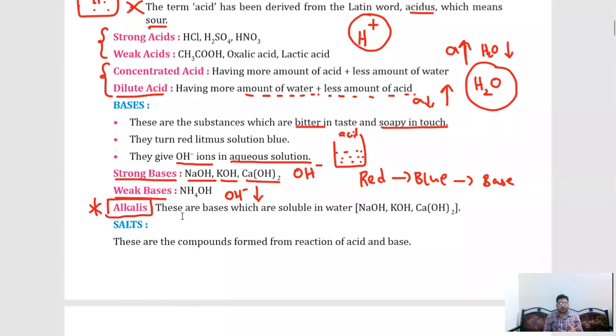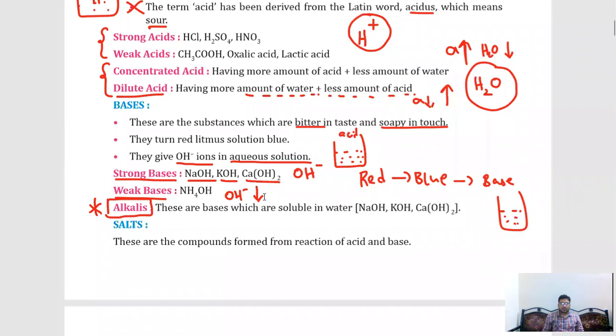Alkali, what is meant by alkali? These are the bases which are soluble in water. Guys, if you take a beaker, add water to it, and add 1 or 2 pellets of bases, if those bases are dissolving in water, those bases are known as alkalis.